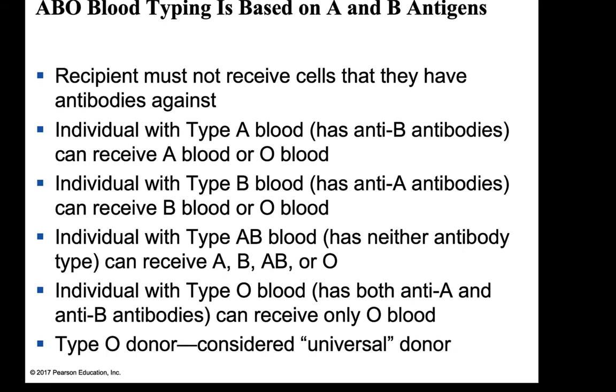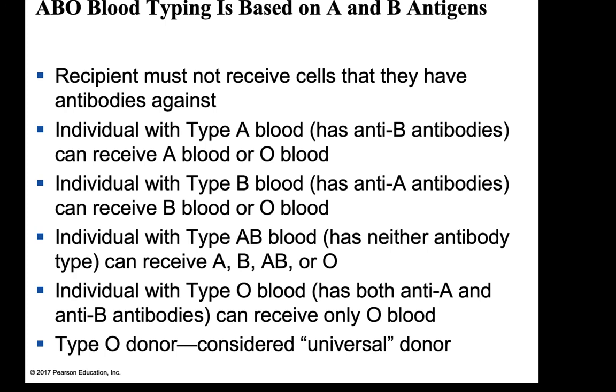Now, ABO blood typing is based on the A and B antigens. So this is something to keep in mind here. Recipients must not receive cells that they have antibodies against. So someone with type A, because they have anti-B, can receive type A or type O blood. An individual with type B blood has anti-A antibodies, and they can only receive blood type B or type O.